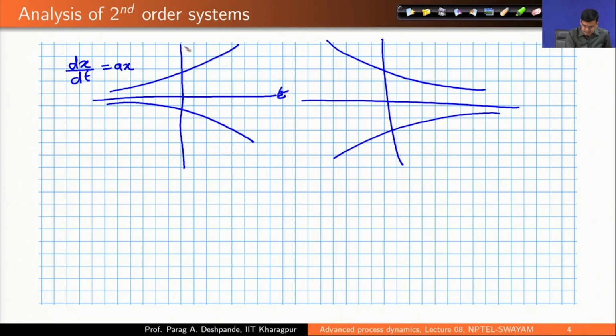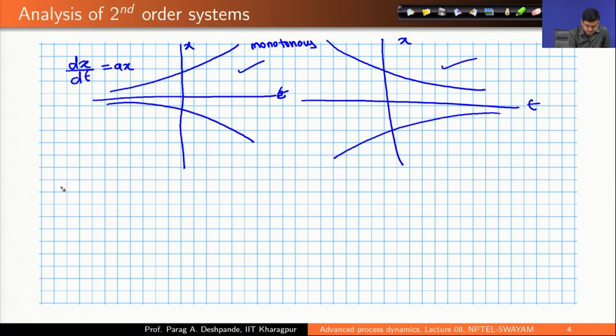This is t versus x, this is t versus x, which means in either case the solution is monotonous. The values would either increase with time, as in the case here, or they would decrease with time, as in the case here.